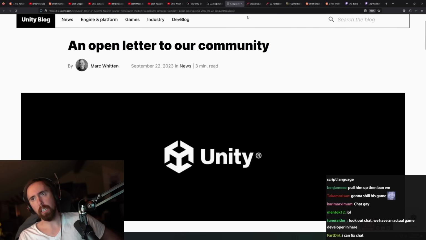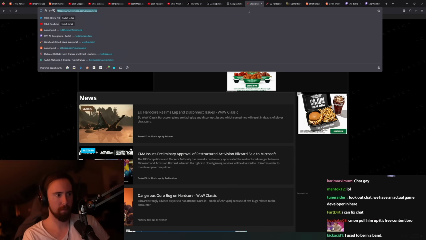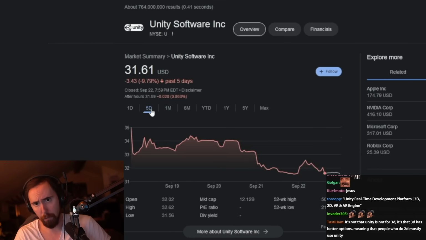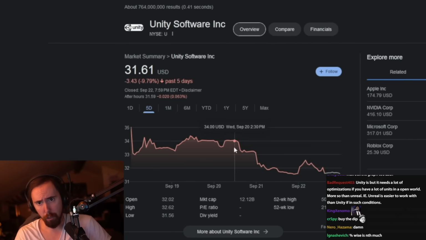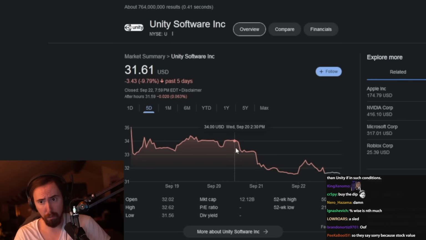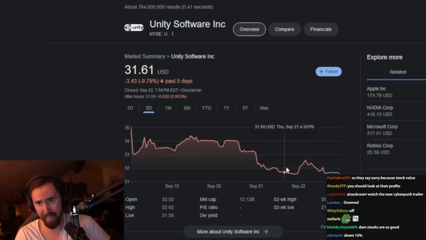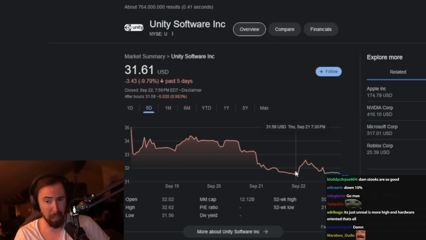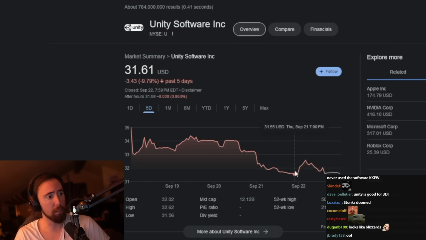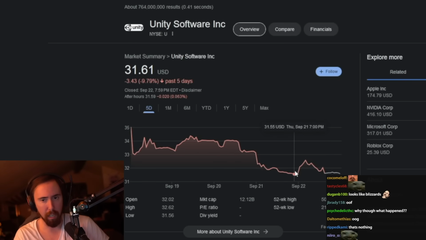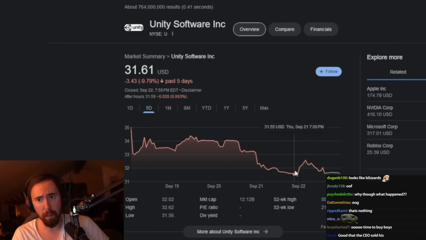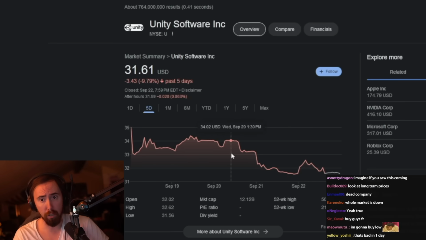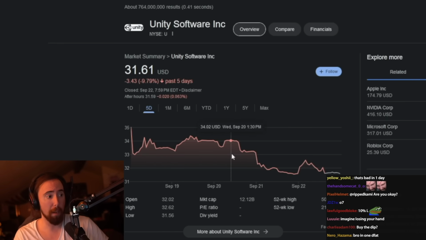Let's look at how their stock was affected. This is the way their stock was affected, and this was five days ago. You see it was $35, and it has gone all the way down to $31. They've lost $3 of stock, which is somewhere around 10%, a little bit less than that, obviously. Do the math. That's pretty bad, to make a change like this and have your stock drop by 10% in a matter of days.